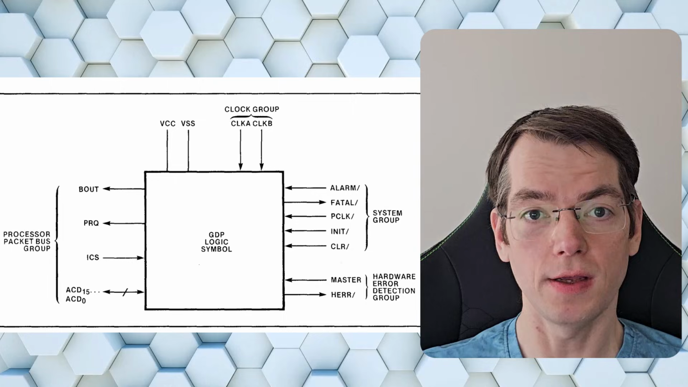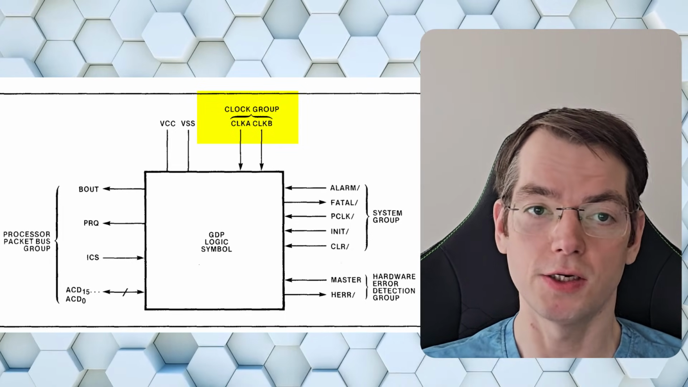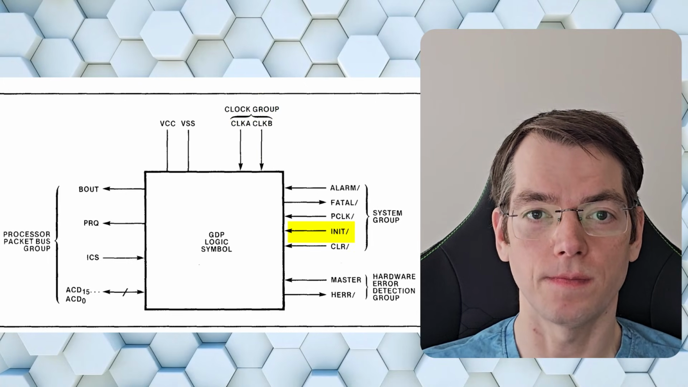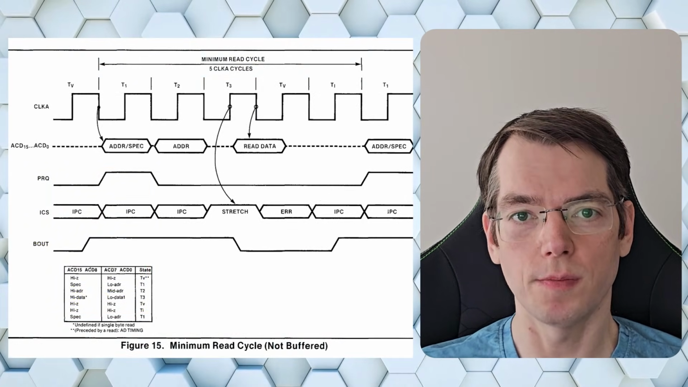To get the CPU running, we only need to handle 3 groups of signals. Clock signal, my GDP is the 5 MHz version, reset, and the bus signals. The bus protocol is actually pretty straightforward.